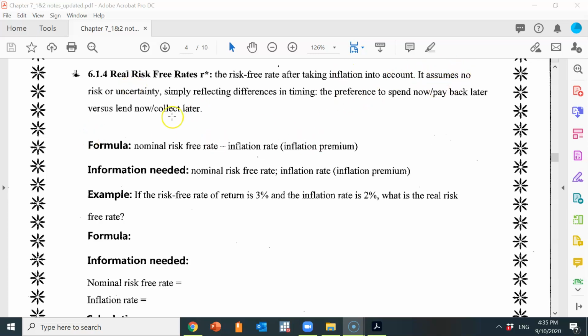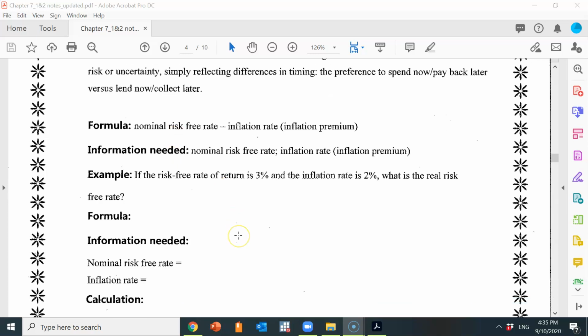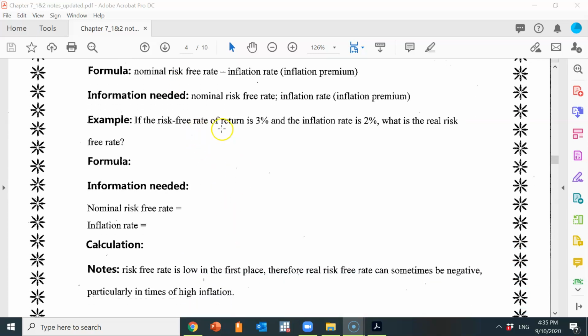It assumes no risk or uncertainty, simply reflecting differences in timing, the preference to spend now or pay back later versus lend now or collect later. So it's similar to the nominal risk-free rate, except we take out the inflation part. For example, if the risk-free rate of return for, say, a 3-month treasury bill is 3% and the inflation rate is 2%, what is the real risk-free rate? Here the nominal risk-free rate is 3% and the inflation rate is 2%. Take the difference of the two, and the real risk-free rate should be 1%.